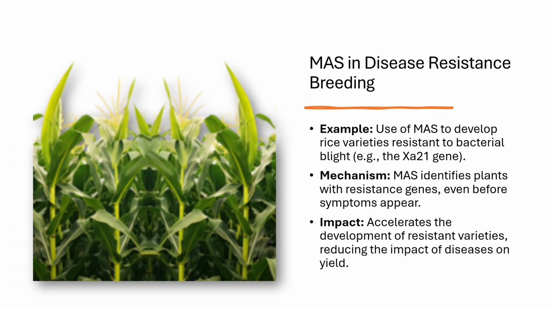MAS in disease resistance breeding enables the early identification of plants with specific resistance genes, such as the XA21 gene in rice for bacterial blight resistance. This approach accelerates the breeding of resilient varieties, reducing disease impacts on crop yield and ensuring more stable production.